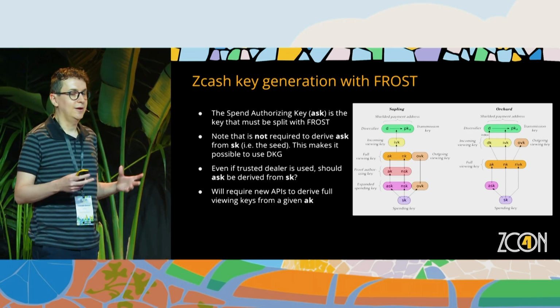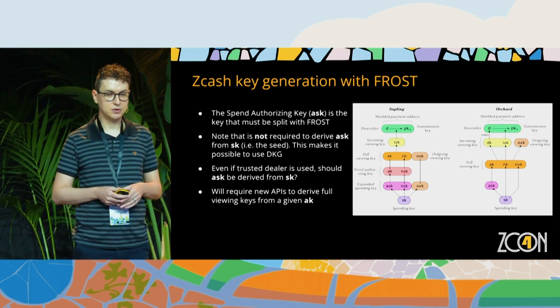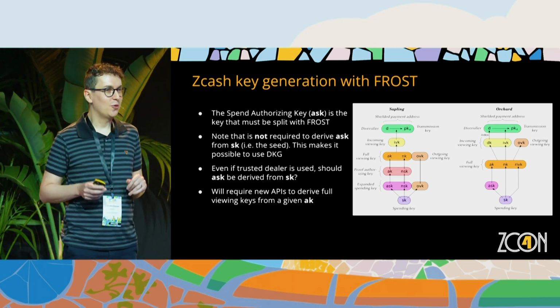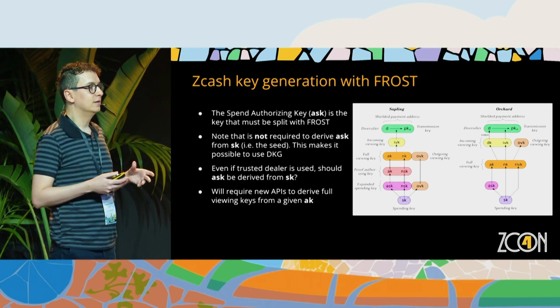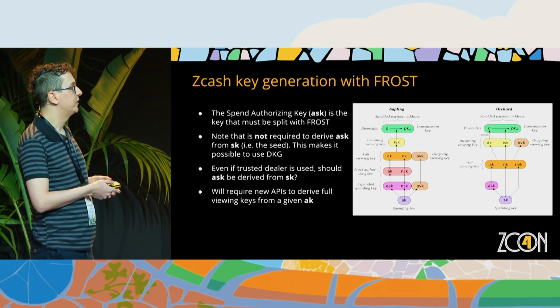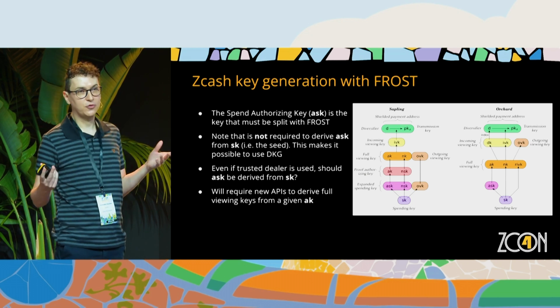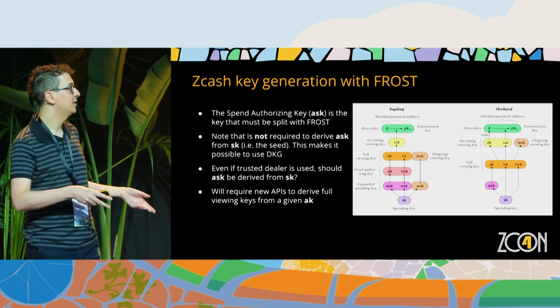Cool, but where exactly do you use FROST? So Zcash is a bit of a complex protocol. Here I'm showing the key trees of Zcash, as I call them. This is Sapling, and this is Orchard. Usually, all of these keys are derived from a single spending key, which is also derived from your seed phrase, right? So we have a seed phrase, which turns into a spending key, which derives all of these keys. And the key where we actually need FROST is the authorizing spending key, ASK, which is here in Sapling, here in Orchard.